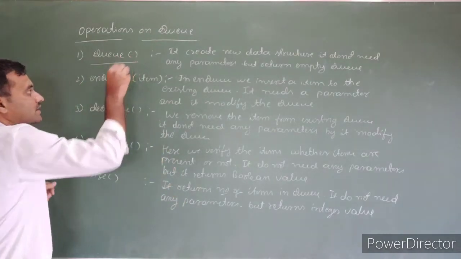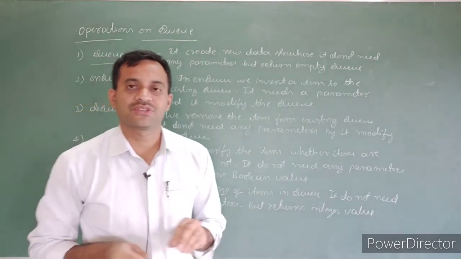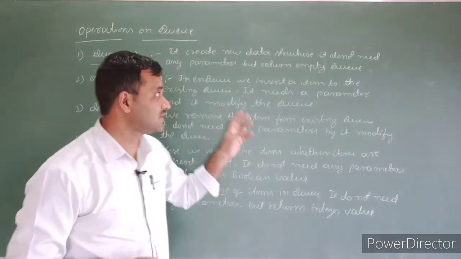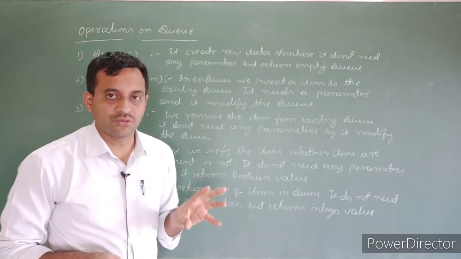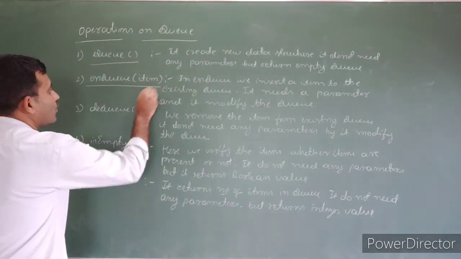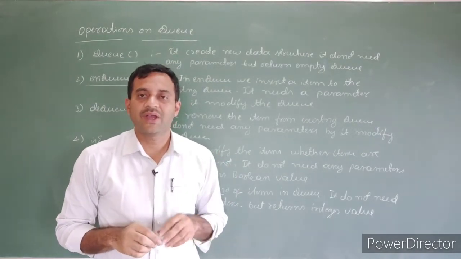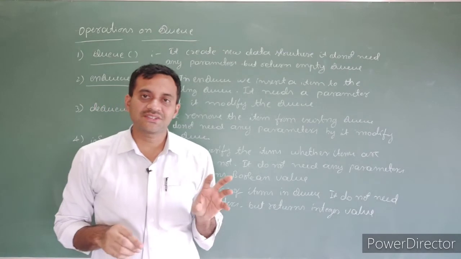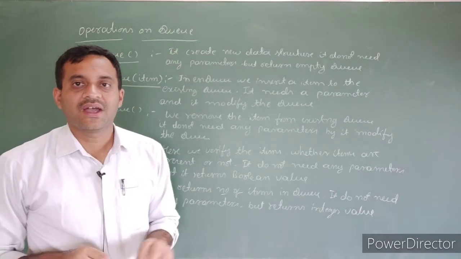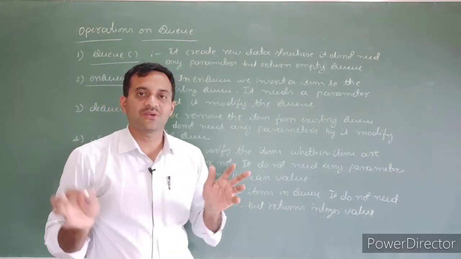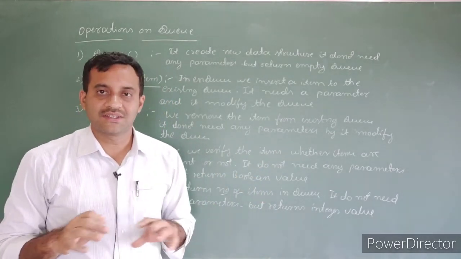The first one is Queue itself. It is a process to create a new data structure, that is the queue. It does not need any parameters, but it returns an empty queue. Next one is NQ of item. It is a process to insert a new item to the existing queue. It needs a parameter and it also modifies the queue because we insert a new item, but it does not return anything.